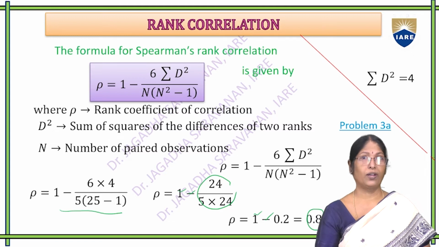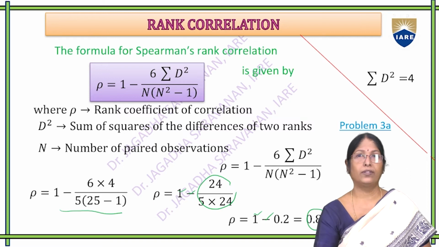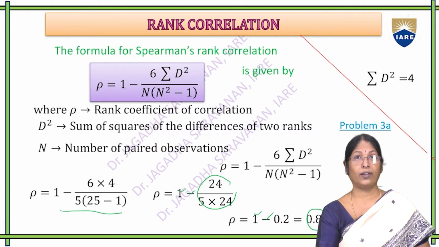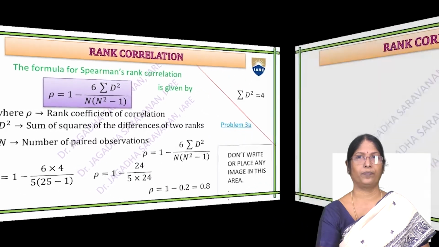Now we will move to the next problem. So far, we completed 3 problems. That is the rank correlation between 2 variables, mathematics and statistics. Mathematics we assumed as one variable, and statistics as another variable. The discussion occurred only between 2 variables. Now, if it is more than 2 variables, how to do rank correlation? That we will discuss.